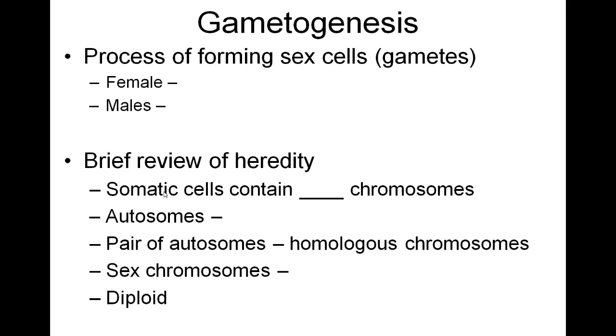In a human, there are 23 pairs of chromosomes, so that means we have 46 chromosomes. The first 22 pairs are autosomes, so they control body functions. The last pair of chromosomes are sex chromosomes, so they determine sex. Diploid means that you have two sets, so two sets of 23 gives you 46, and that's the diploid number in humans. Haploid is half that amount, and that's 23.